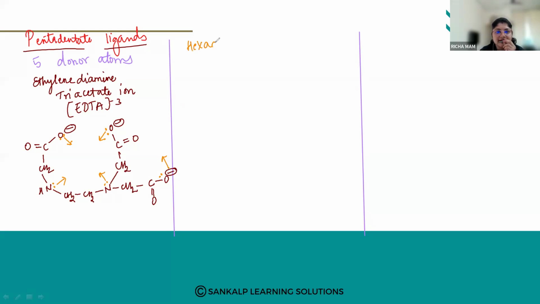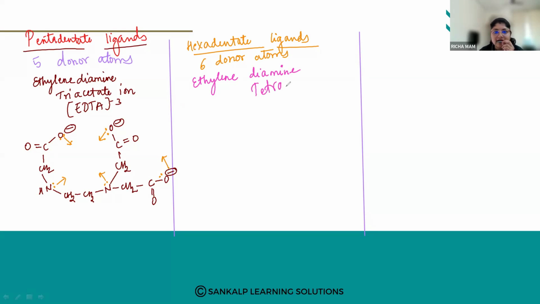Next is hexadentate ligands. Again, what will be the definition? The ligand having 6 donor atoms, forming 6 coordinate bonds with the central metal ion, is termed a hexadentate ligand. Let me write the example: ethylene diamine tetraacetate ion. So that was triacetate, this is tetraacetate.